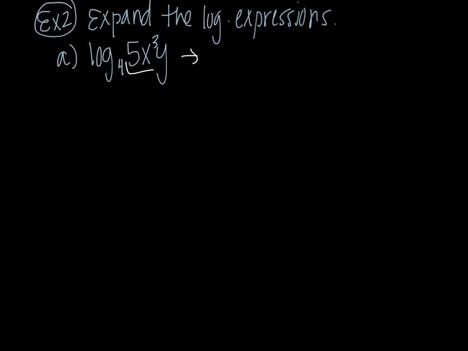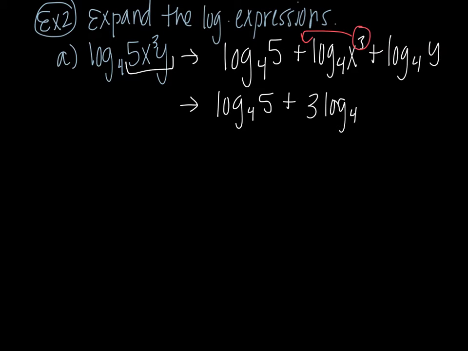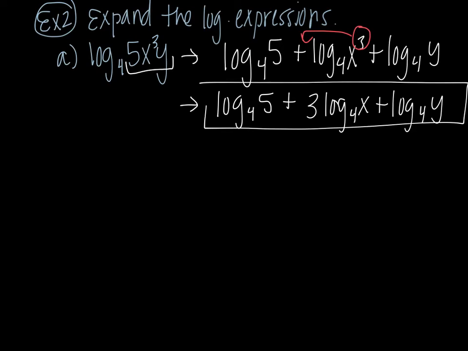Okay, so first of all, I notice that these are all being multiplied to each other, and so I need to split them up with plus signs. It's going to be log base 4 of 5 plus log base 4 of x cubed plus log base 4 of y. Notice that all three of those have log base 4. That's how it works. It has to have the same base. The only thing that's left that I notice here is that cubed right there, it needs to move to the front. That was the power rule. So I'm going to have log base 4 of 5 plus 3 log base 4 of x plus log base 4 of y. And that's the answer. I asked you to expand it, and it is now fully expanded.